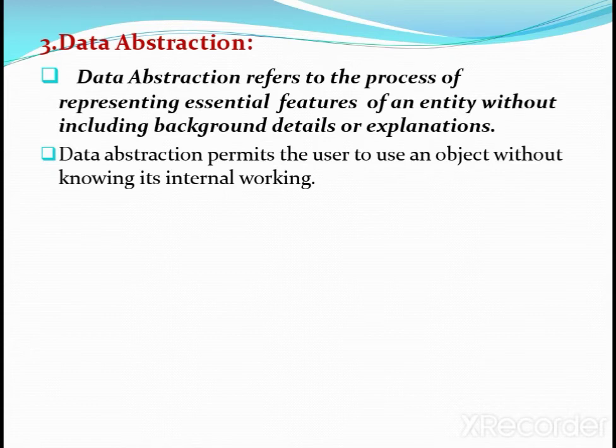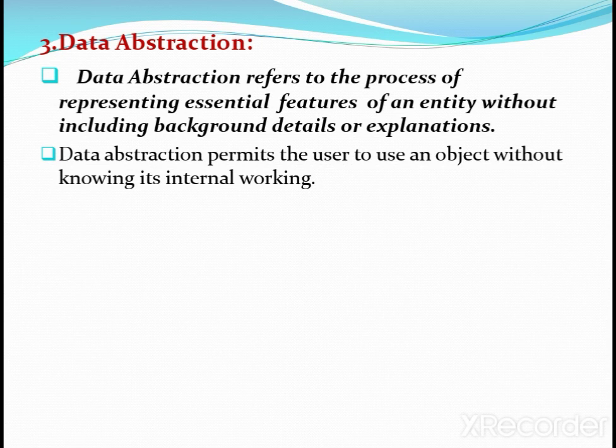Third characteristic, that is data abstraction. Data abstraction refers to the process of representing essential features of an entity without including background details or explanations. I repeat, it is the process of representing essential features of an entity without including background details or explanations. It permits the user to use an object without knowing its internal working.